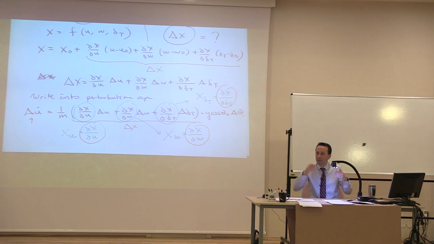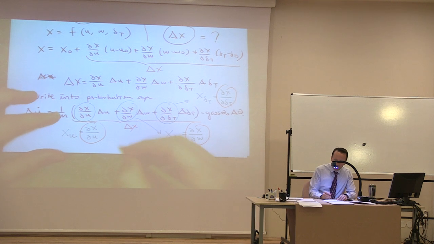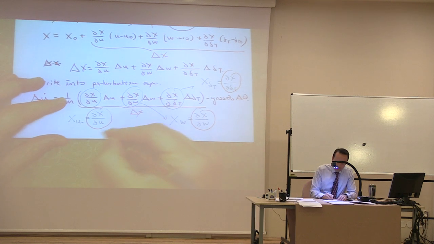What is changing from airplane to airplane are now these derivatives. Everything else is pretty much the same, not constant, meaning you can use those equations for other airplanes. But these will change, and therefore these variables are very important. They are called aerodynamic derivatives.